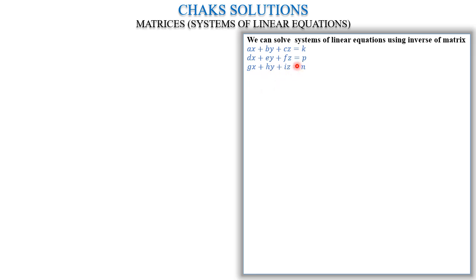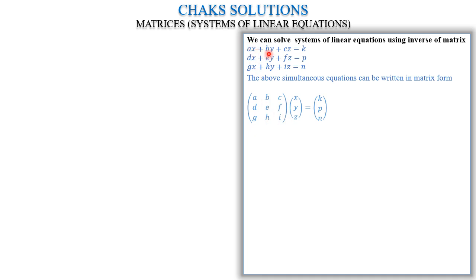Right, so these systems of linear equations can be written in matrix form. We write a, b, c, d, e, f, g, h, i here. You can see a is the coefficient of x, b is the coefficient of y, and c is the coefficient of z. We do the same for d, e, f, and g, h, i. Then we multiply by the matrix x, y, z, which equals k, p, n here.